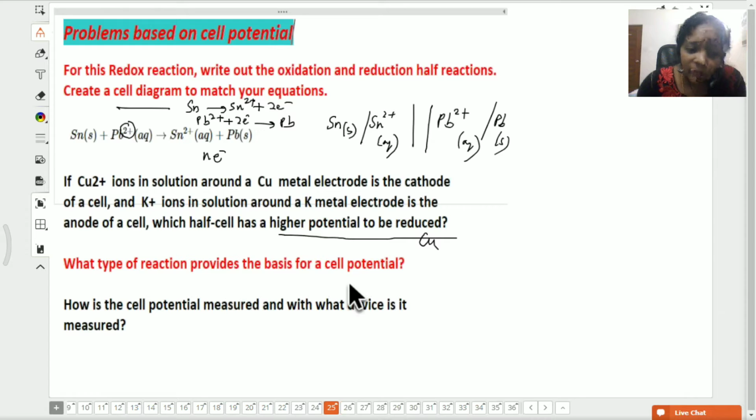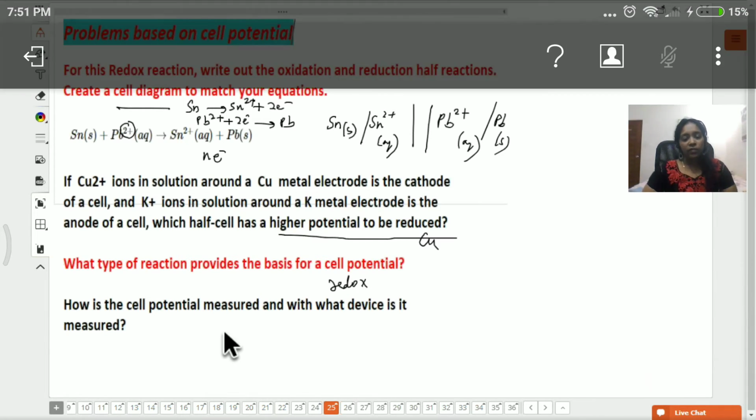What type of a reaction provides the basis for a cell potential? Obviously it is redox. We know that, right? How is the cell potential measured and with what device? Of course, it is in volts by a voltmeter. So these are all the answers. Very simple questions just based on this.